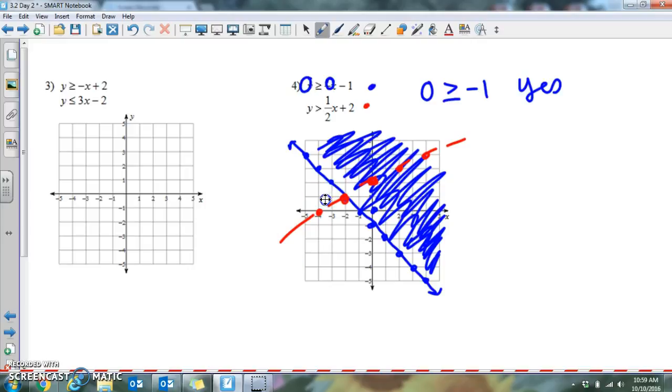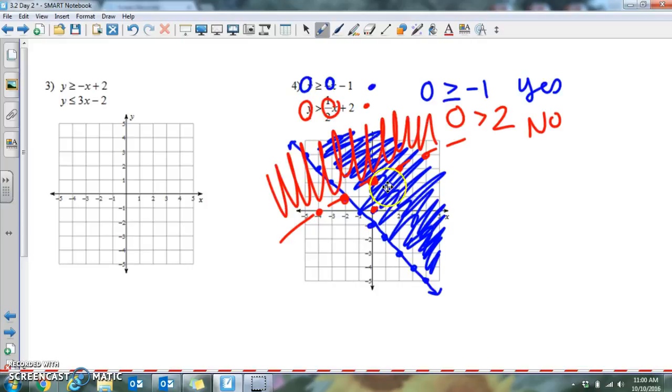And we're going to figure out where we shade, either this side of the red or this side of the red. So I'm going to put 0 in for x, 0 in for y, and I have 0 is greater than positive 2. Is 0 greater than 2? And that would be no, it's not. And so at 0, 0, I would not shade this side, and I would shade the other side, which would be this. So I shade the yes side of the red, and that's this side of the red.